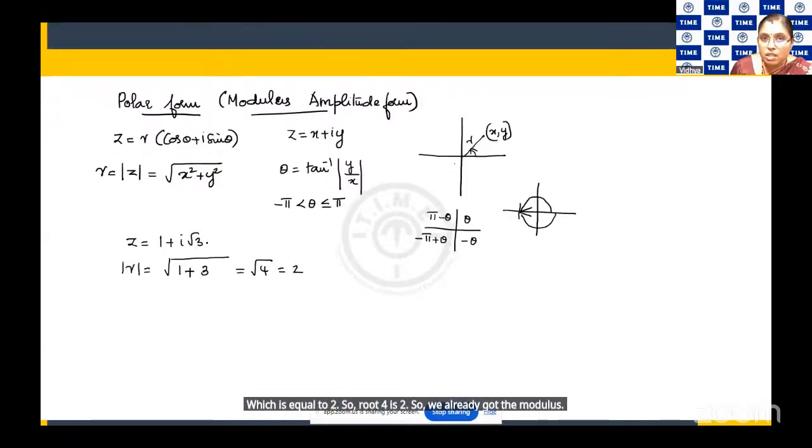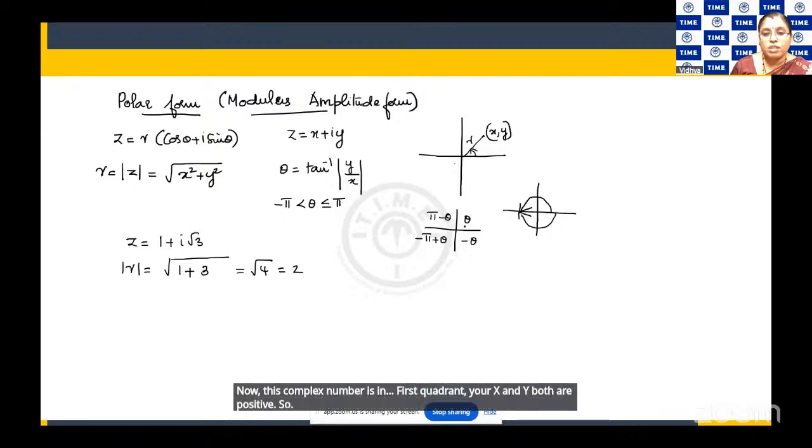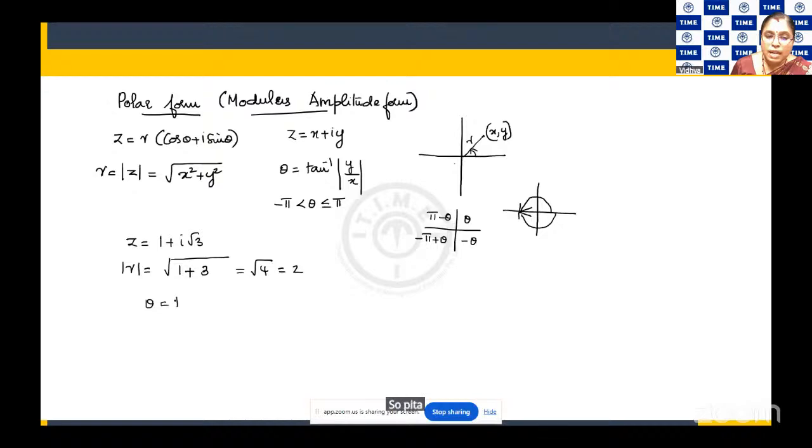Now this complex number is in the first quadrant. Here x and y both are positive. So directly whatever theta we get, that is what we need to write. So theta is equal to tan inverse of the modulus of root 3 by 1. What is root 3 by 1? Root 3 itself. So tan inverse root 3. What is tan inverse root 3? Tan inverse root 3 is pi by 3.